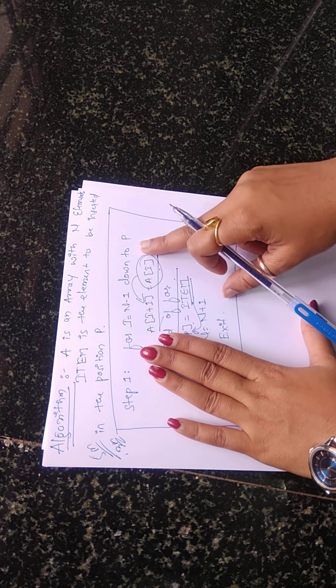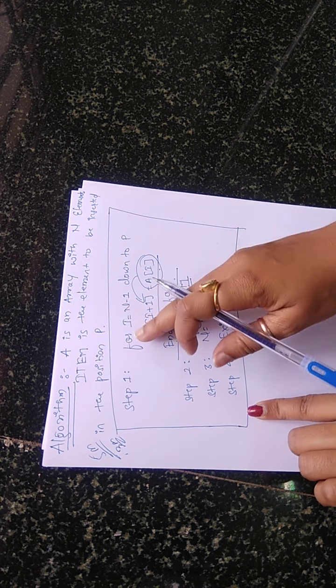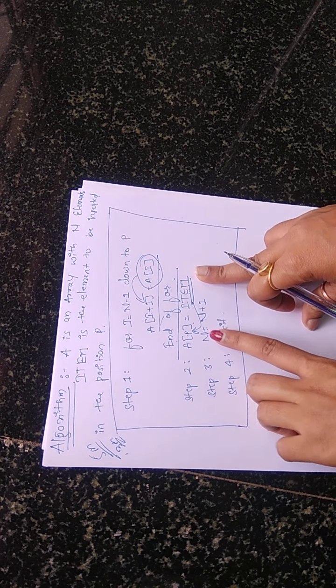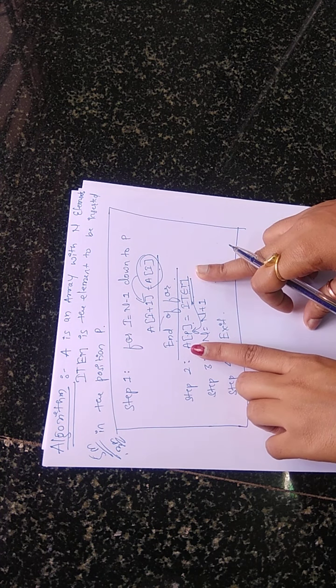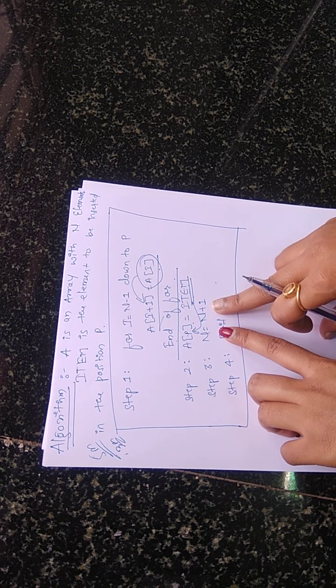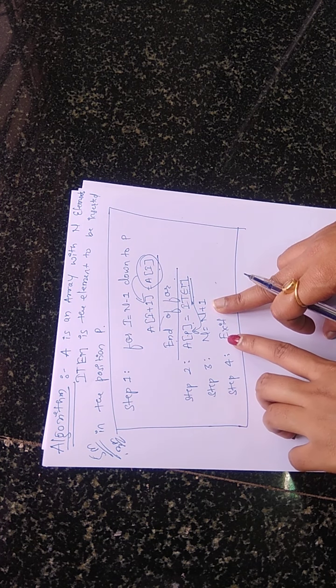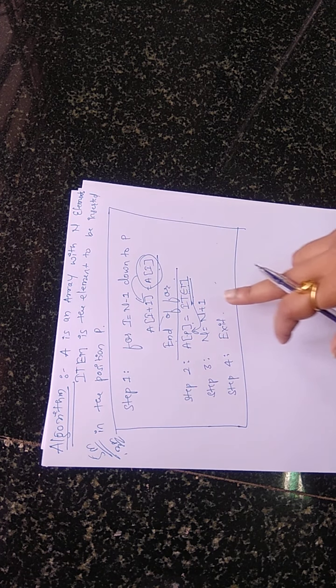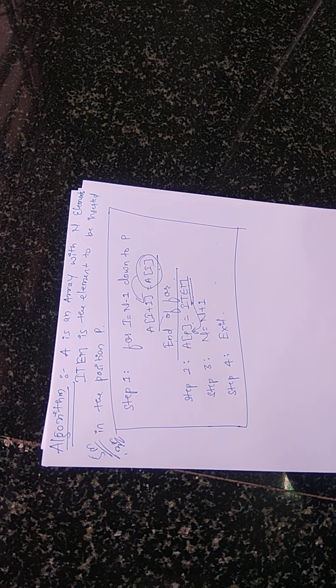Then in reverse, we have to shift each element from the higher position to the next position. Next we have to add the element which you want to add in the given position. Then increment the array size because one extra element has been added, and then you have to exit. So remember this algorithm, then we'll see the program.